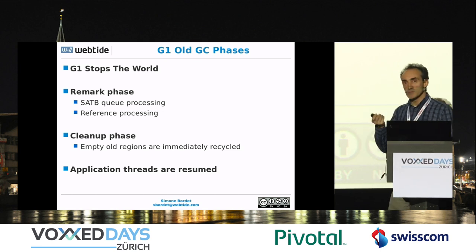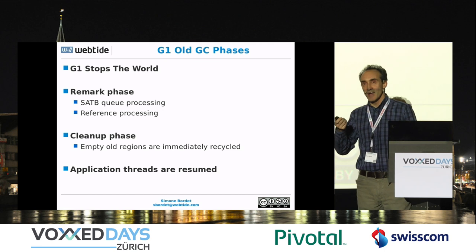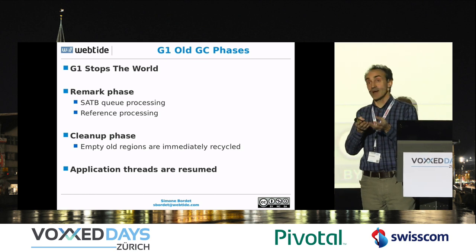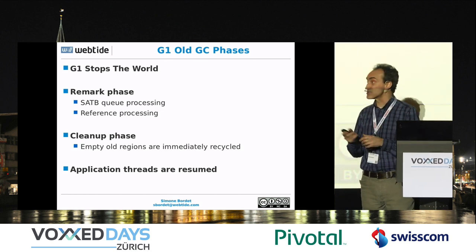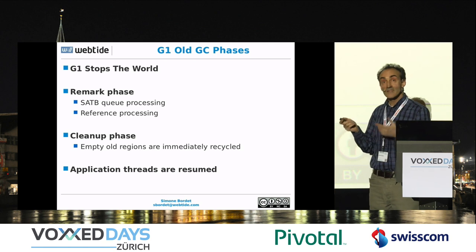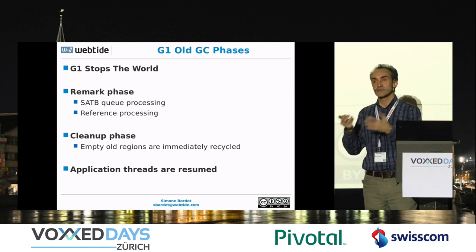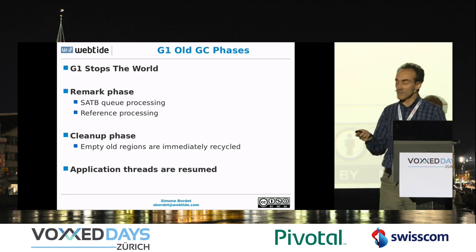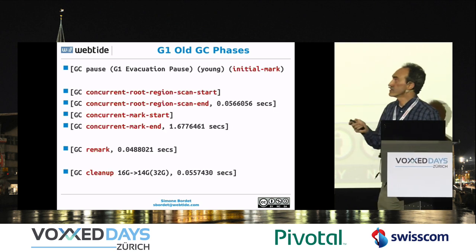However, there's something missing, because where is it that I reclaim the regions that are partially full of live objects and partially full of garbage? There's no phase for that. And that's the real difference between CMS or other algorithms and G1. We'll go into detail in a second.